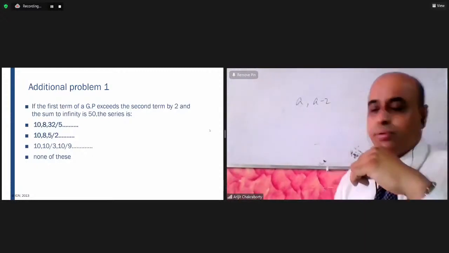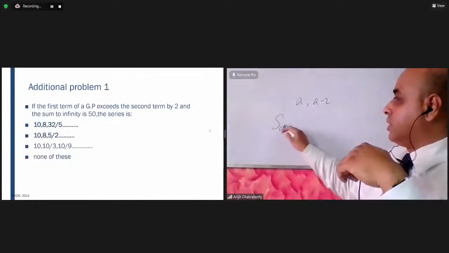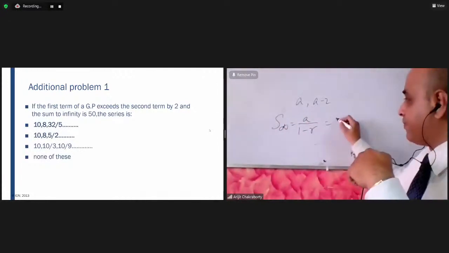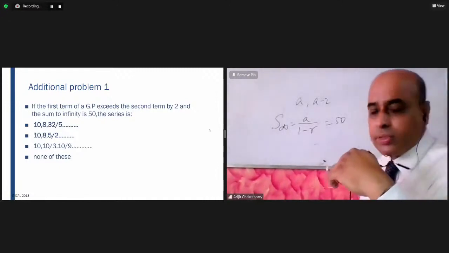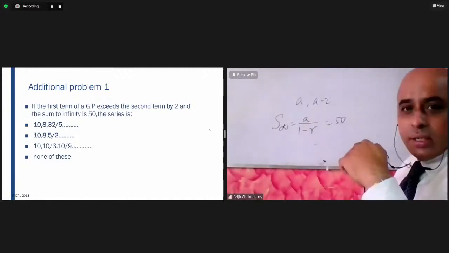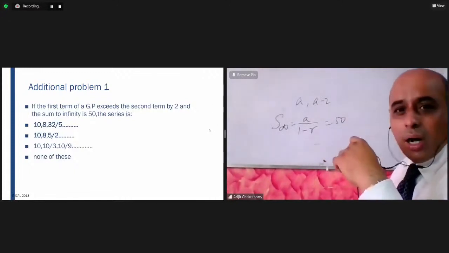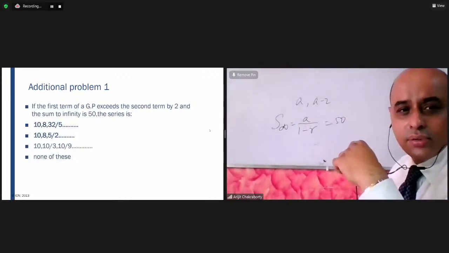So the sum to infinity we know is S infinity equal to A divided by 1 minus R, and this is equal to 50. Sum to infinity is 50. So we have to find the series. Now we know that R is given already.